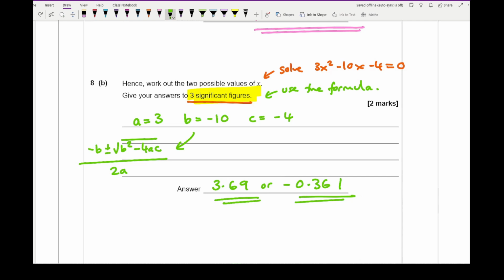Remember, with significant figures, you don't include any zeros at the front, so that's why that one's written to 3 decimal places. But remember, it is mentioned to 3 sig fig.